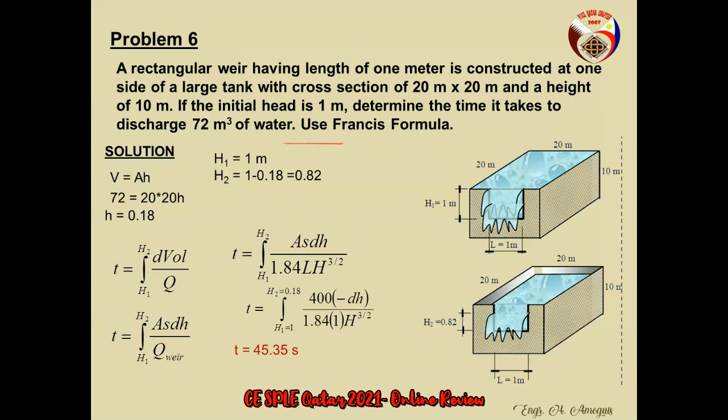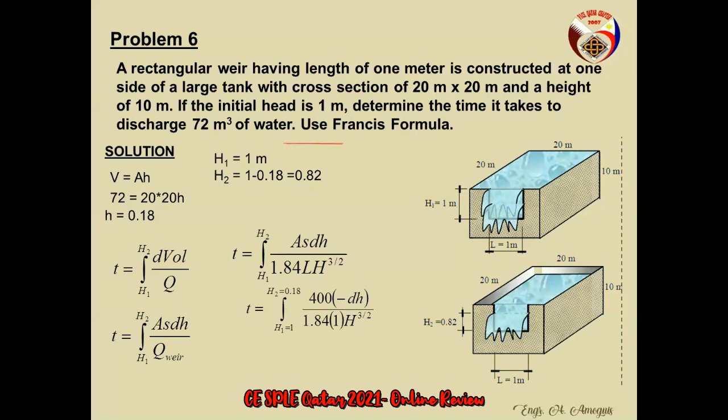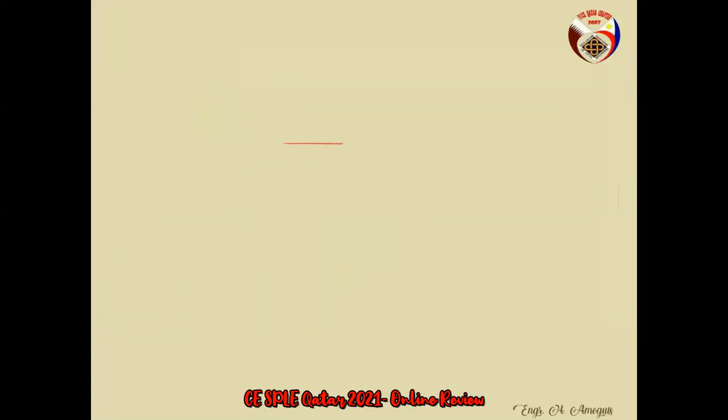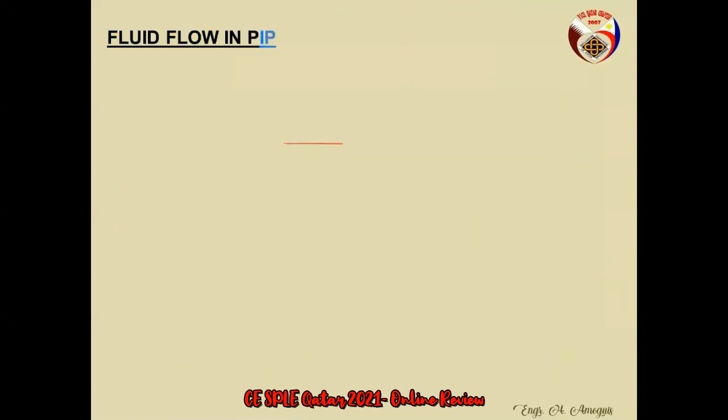Weirs. Only constant head and falling head weirs are what we usually encounter in the board exam. Okay? What you need here is to familiarize yourself with the equation of weirs. Constant head is easy. The difficult one is falling head, because there's no other way but to integrate. These are time rates, so this is a function of time rates.